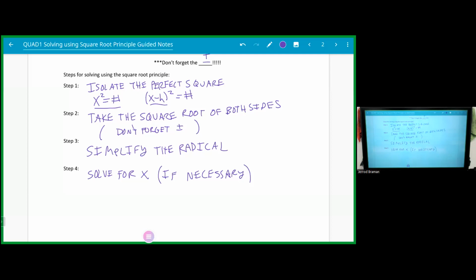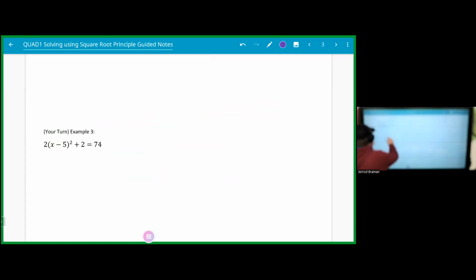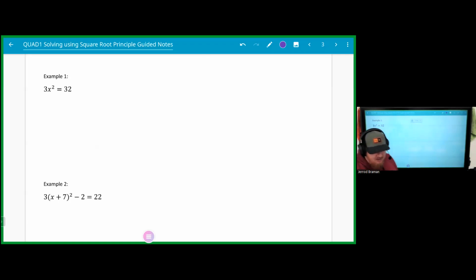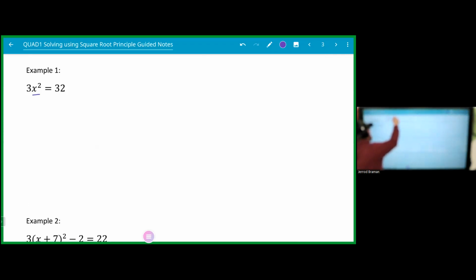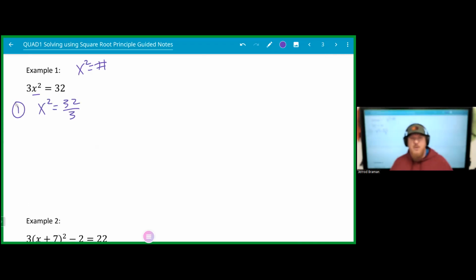All right, as we turn to page 3, keep those 4 steps in mind, or 3 required steps and 1 maybe step in mind. Our first step and our first example, the first thing that we have to do is isolate the perfect square. In this case, that is x squared. I want to have x squared equals some number. Do not convert these to decimals. I'm going to divide both sides by 3 to get x squared equals 32 divided by 3. That is step 1. We have isolated the perfect square.